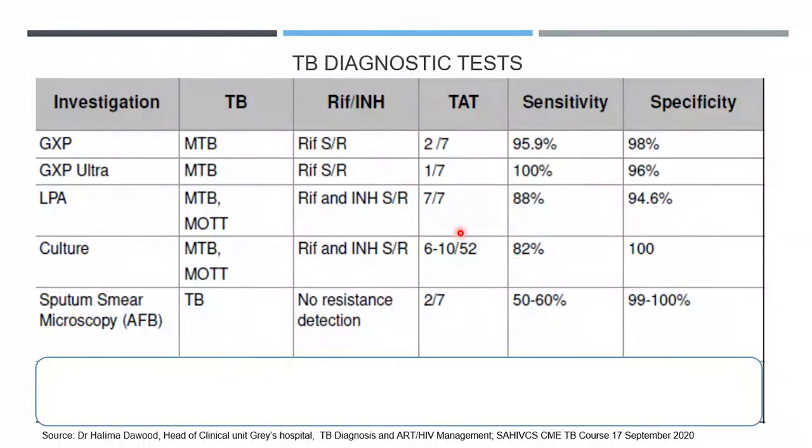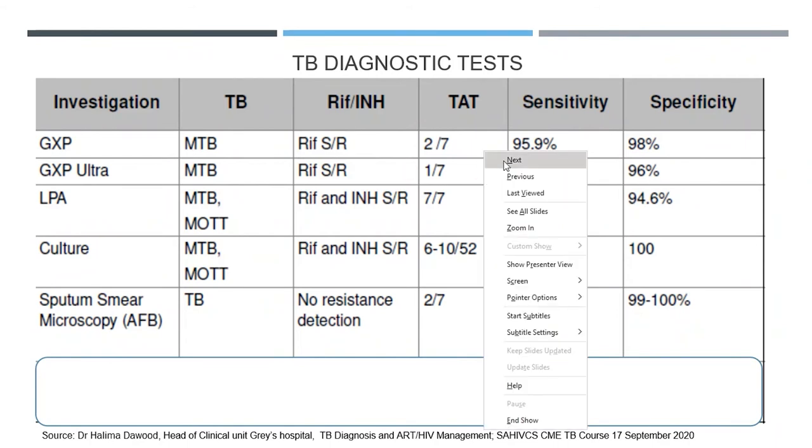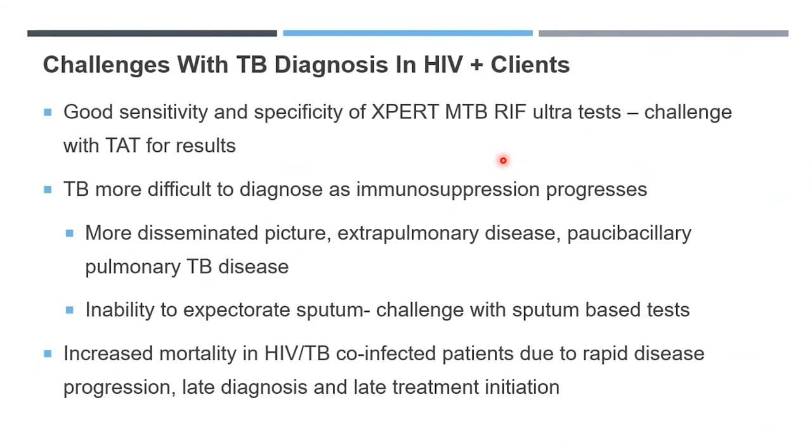But when we look at the turnaround times of these results in terms of being able to diagnose TB, you can see that the Gene Expert Ultra, even though it could technically be evaluated as well as the Gene Expert, the turnaround time for these tests, the GXP was about 95 to 120 minutes, and the Ultra sitting at just over 60 minutes, we're still seeing that the turnaround time for these tests is a bit long.